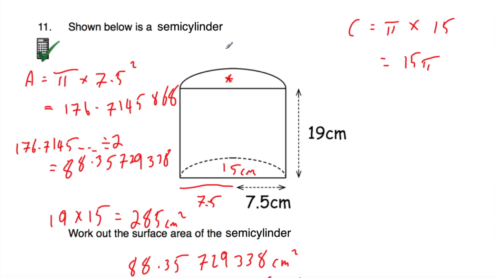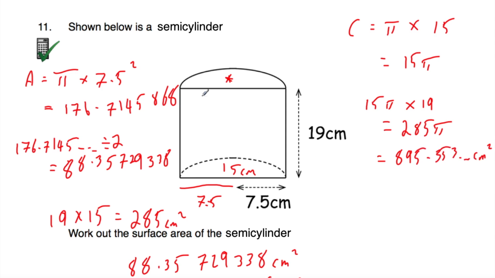So that's the circumference of the whole circle at the top of the cylinder. Then we're going to times it by 19. So we're going to do 15 pi multiplied by 19 and see what we get. 15 pi times 19 is equal to 285 pi, or as a decimal number, 895.353 and so on centimeters squared. So that would be the area of the curved face of the whole cylinder.